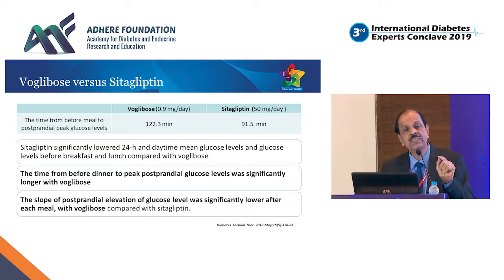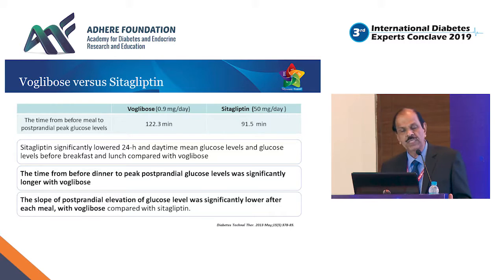Now, why did they compare with sitagliptin? Because gliptins control 40% of the prandial sugar change. Therefore, they wanted to compare with a drug which is meant for prandial control, and so they looked at these two drugs. It showed that voglibose definitely delayed the peaking.